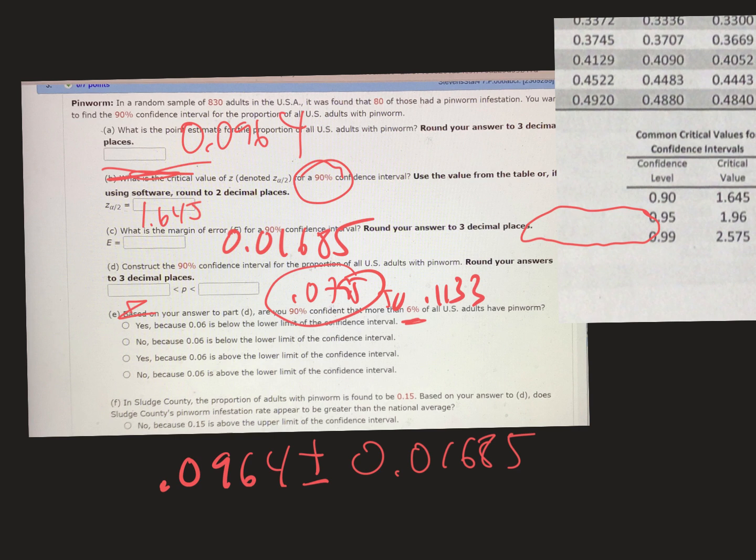And then in Sledge County, the proportion of adults with pinworms was found to be 15%, or 0.15. Is this greater than the national average? It is, because that's way outside the upper bound. So something's happening in Sledge County. They need some public health services, it sounds like. Okay, so that's how you do this.